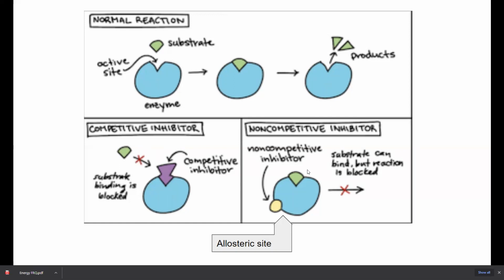If it's a non-competitive inhibitor, sometimes the substrate can bind, sometimes it can't. Sometimes there is a conformational change in the enzyme because of the non-competitive inhibitor binding there. But either way, the reaction is going to be blocked because of the inhibitor not allowing this product to be formed. Oftentimes a non-competitive inhibitor gets in here and that makes the active site change shape, and then the substrate won't come in there too.